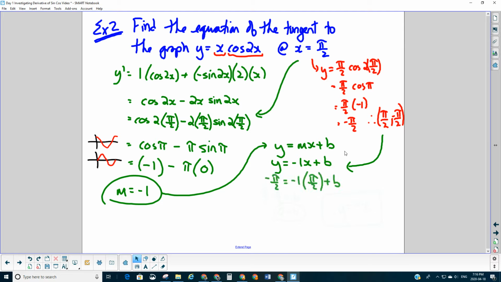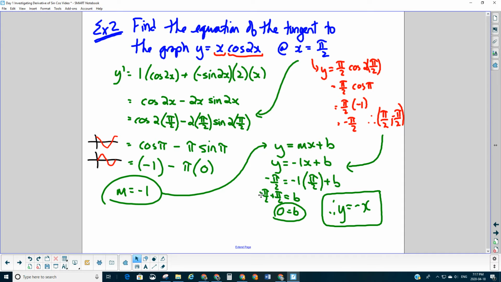Now we have an x and y coordinate that we can sub into the equation to solve for b. So the negative pi over 2 is the y value, x is pi over 2, gets multiplied by negative 1. That negative pi over 2 becomes a plus pi over 2 when we add it to both sides. And then lo and behold, negative pi over 2 plus pi over 2 is just 0. So with this slope of negative 1 and this y-intercept, we have a very easy equation of the line: y equals negative 1x plus 0.